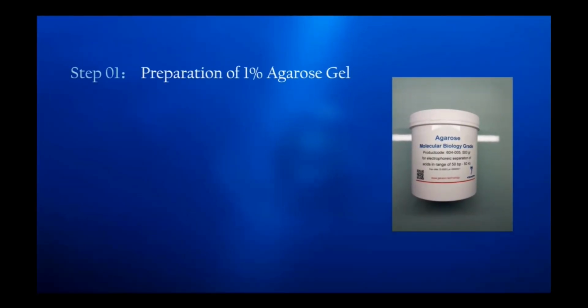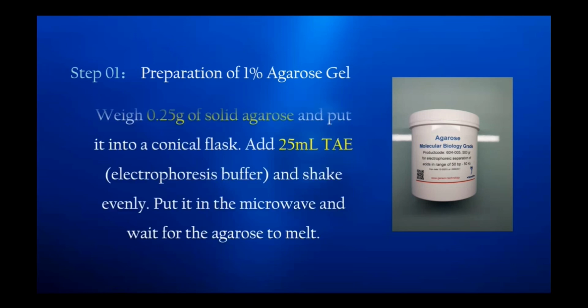Step 1. Preparation of 1% agarose gel. Weigh 0.25 grams of solid agarose and put it into a conical flask, and add 25 milliliters of TAE electrophoresis buffer, and shake the conical flask evenly. Put it in the microwave and wait for the agarose to melt.